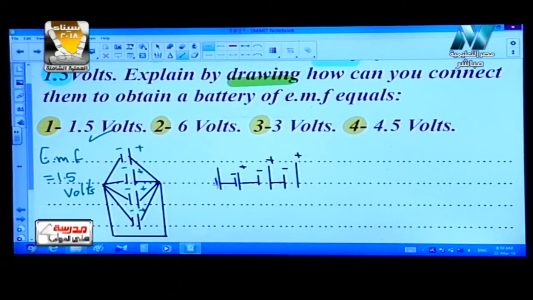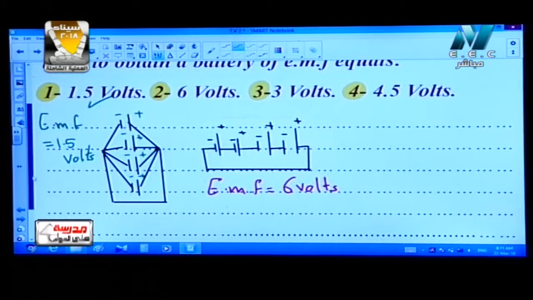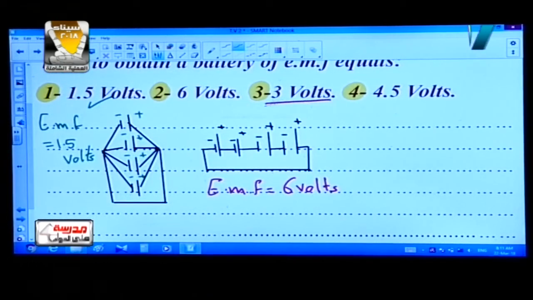Okay, so we have to connect them in series connection. In this case we have an electromotive force equal to how many? Equal to 6 volts. Okay, and number three: how can we connect them to obtain 3 volts?